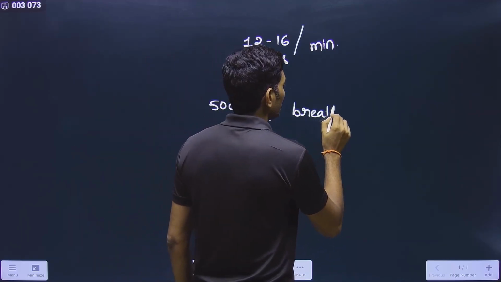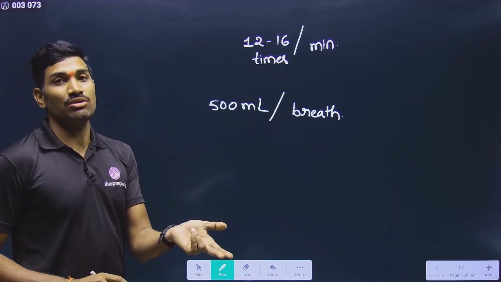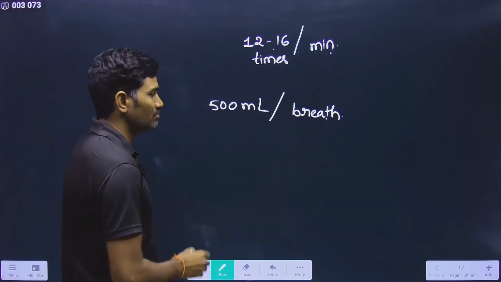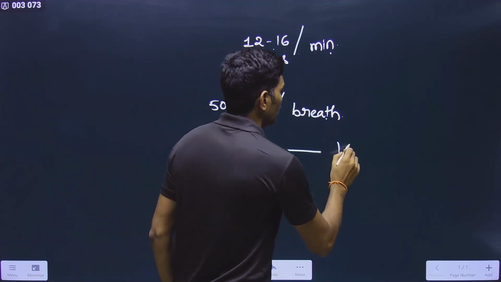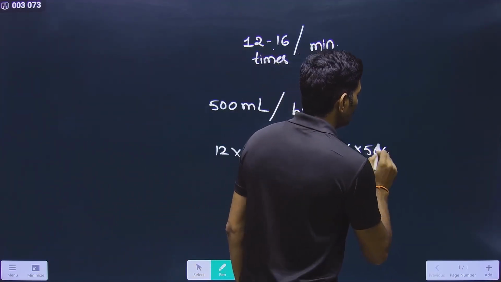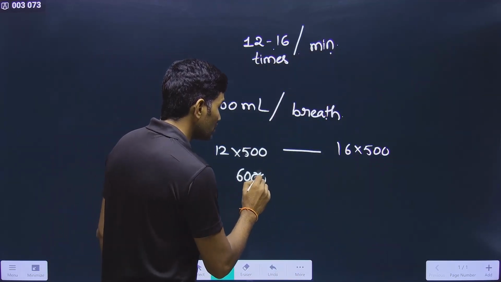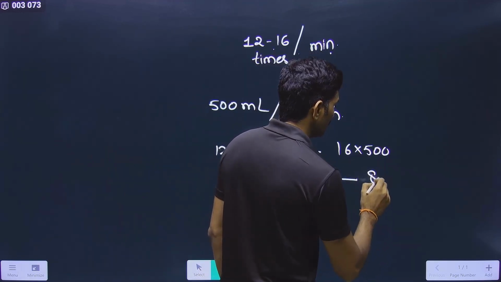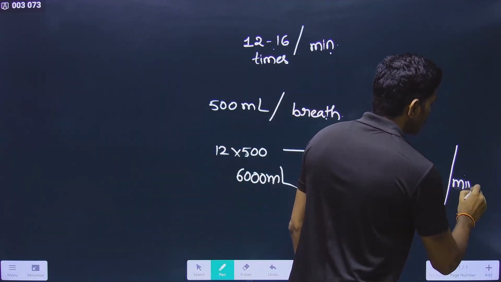Per breath we are saying like this, but actually it is either inspiration or expiration you are taking. Likewise, how many times are we breathing in 1 minute? 12 to 16 times. So multiply this: 12 into 500 to 16 into 500. So how much will you get here? 12 into 500 means 6000 ml. And here too, how much will it be? It will be 8000 ml per minute.